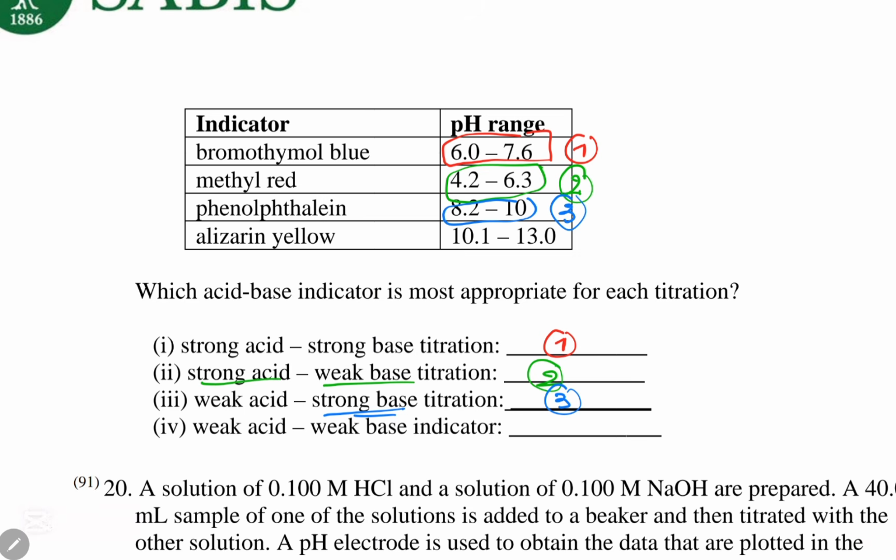Now, for part IV, I'm dealing with a weak acid and a weak base. Because both of them are weak, there's no suitable indicator. Okay? So that's it for question 19. We'll now move on to question 20.